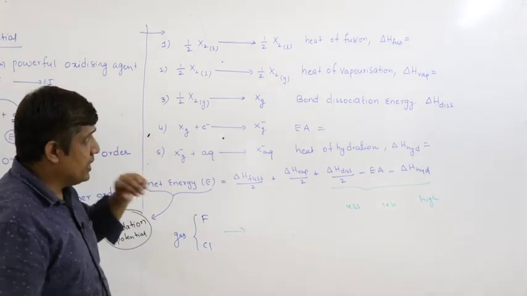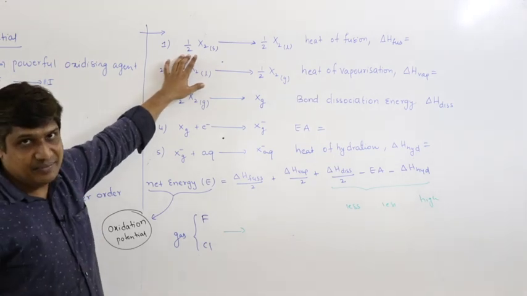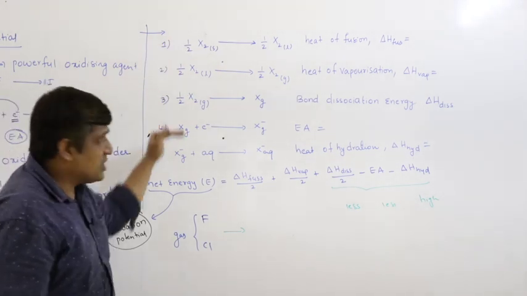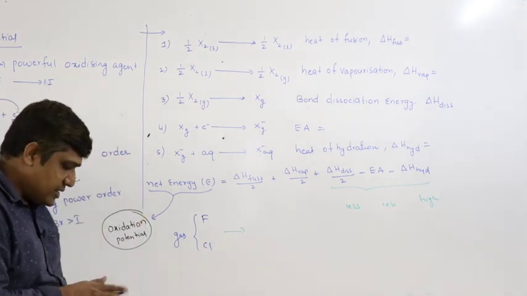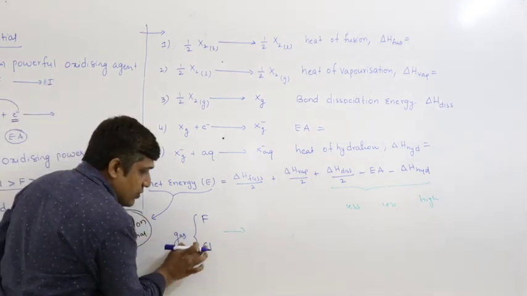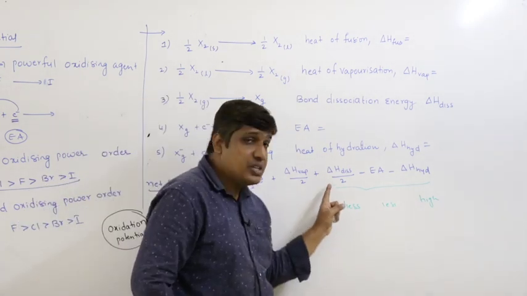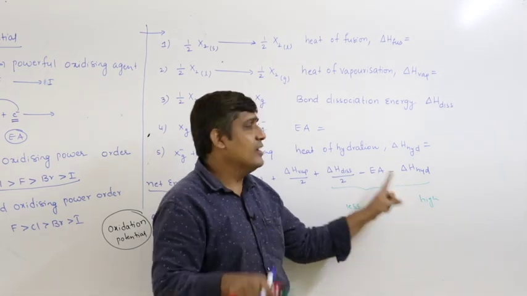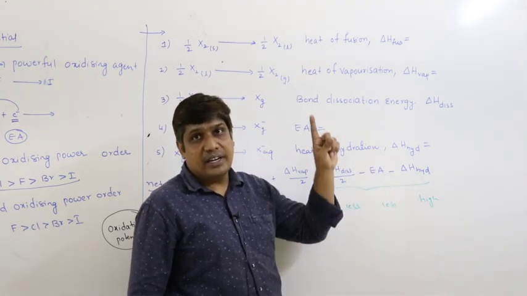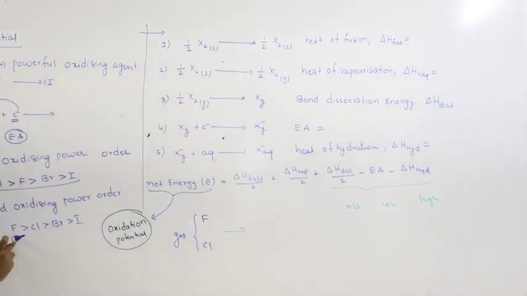When I come to bromine, bromine is a liquid. For bromine, the first step is not necessary. For iodine, all the steps are necessary. So once again, fluorine is a more powerful oxidizing agent than chlorine. The reason is low dissociation energy and high heat of hydration, which can compensate the lower electron affinity compared to chlorine. Therefore, fluorine's oxidizing power is greater than chlorine.